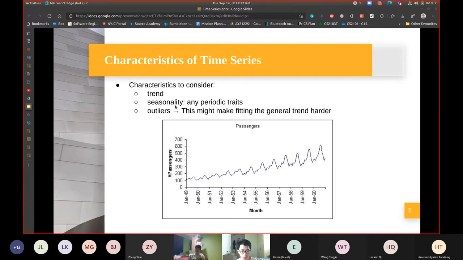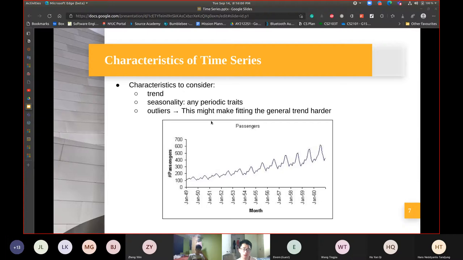Seasonality corresponds to how it oscillates over time. If you look at the graph, it's going up and then down, up, down, up, down, so that serves as the seasonality. And there may be outliers. In this graph there are no outliers, or at least no obvious ones. But in real world data, you're going to have some data points somewhere, way off the trend, and some other data points.